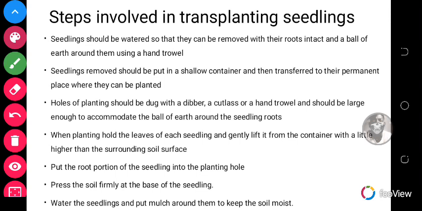Basically, we've met the objectives for today: to know the methods of sowing seeds and the processes involved in transplanting. I believe you understand everything in the video, and I'll give an exercise based on this video.